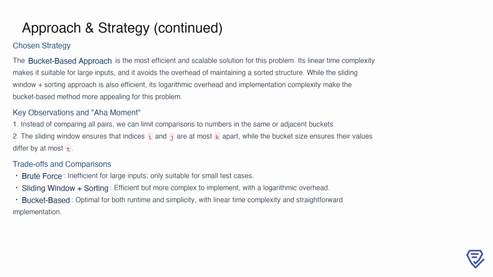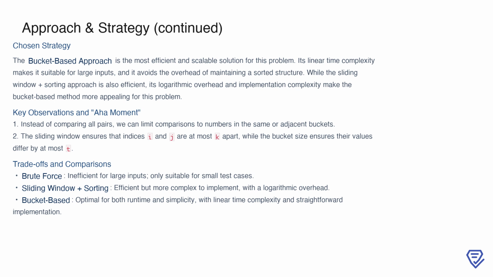Among the strategies discussed, the bucket-based approach stands out as the most efficient and scalable solution. Its linear time complexity makes it ideal for handling large inputs, and it avoids the overhead of maintaining a sorted structure. This method is particularly appealing because it leverages the constraints of the problem effectively. The sliding window ensures that indices i and j remain within a distance of k, while the bucket size of t plus 1 guarantees that only relevant numbers are compared.